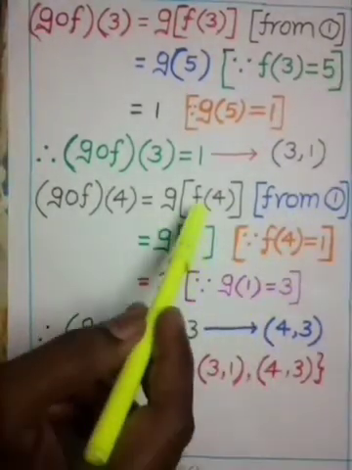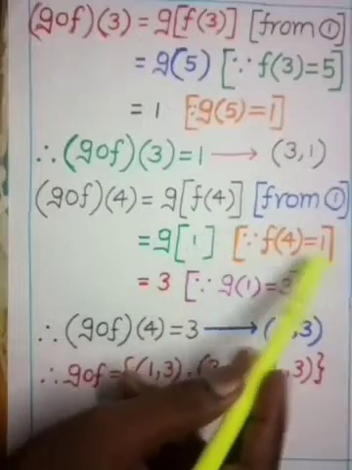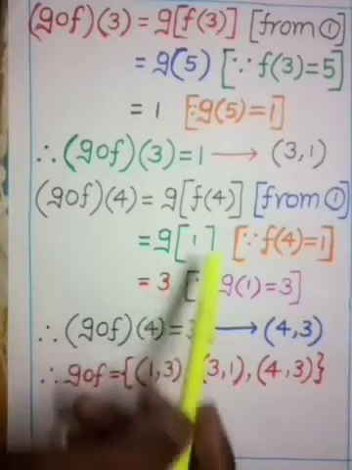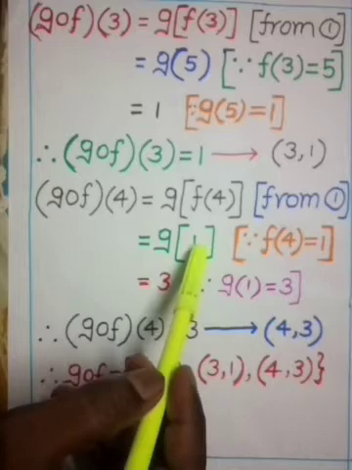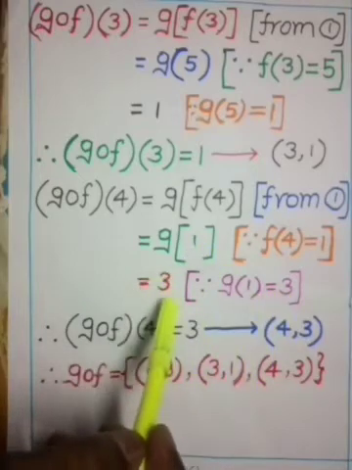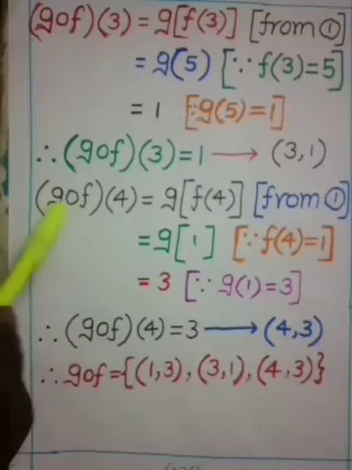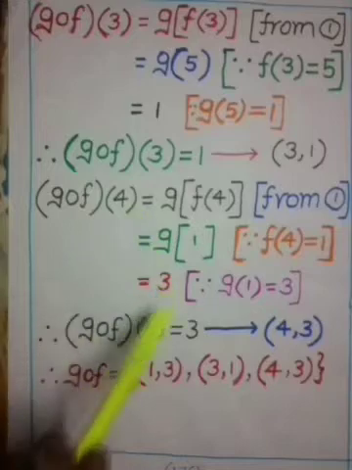g of f of 4. What is the value of f of 4? It is 1. So I wrote here g of 1. What is the value of g of 1? It is 3. So finally, g∘f of 4 is equal to 3.